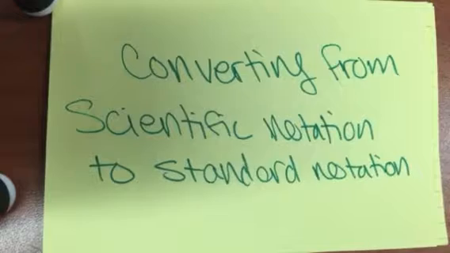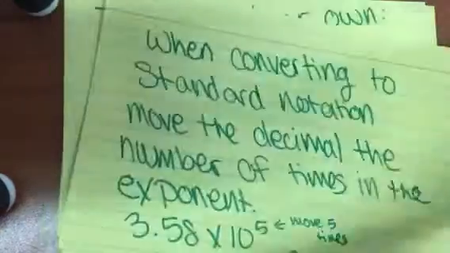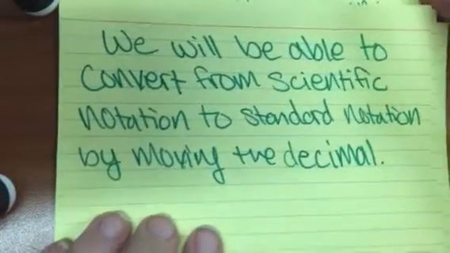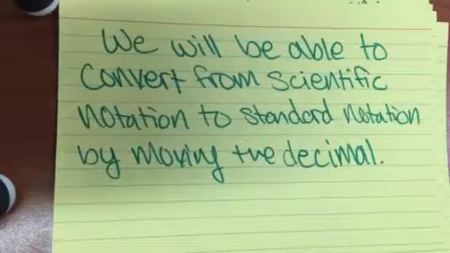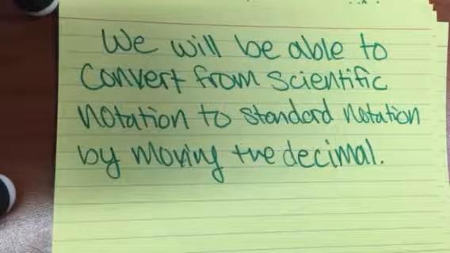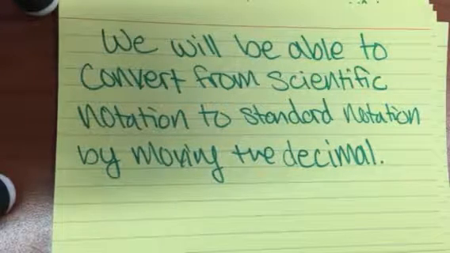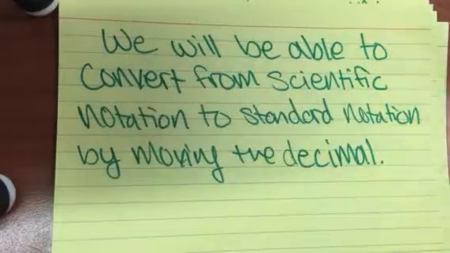Okay, yesterday we converted from standard notation, which is the regular way that you see numbers written, to scientific notation. Today we're going to do the opposite. We're going to convert from scientific notation to standard notation. So, our learning target: we will be able to convert from scientific notation to standard notation by moving the decimal. Please write that in your journals.